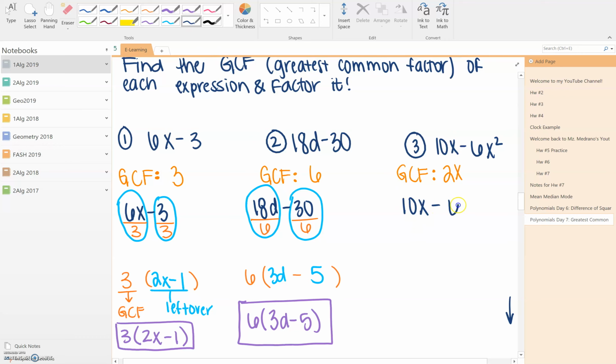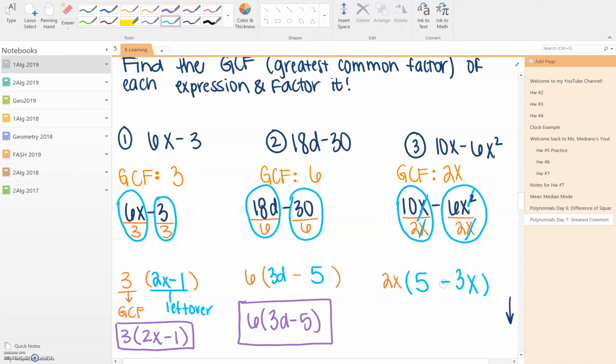So I have 10x minus 6x squared, and I'm going to divide both of those things by my greatest common factor. So I have 2x, okay? That sign is going to come down for the ride. So now 10x divided by 2x. Well, my x's cancel out, so I'm not going to be left with any x's. And then 10 divided by 2 is 5. And then over here, 6x squared divided by 2x. Well, I've got an x on the bottom and then 2 x's on top, so that means only one is going to cancel out, and I'm left with x. 6 divided by 2 is 3.